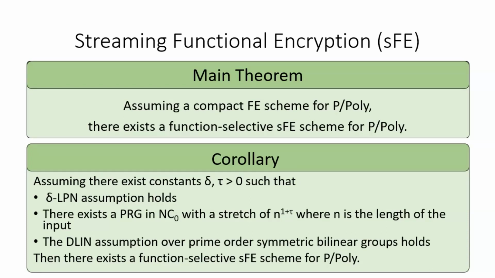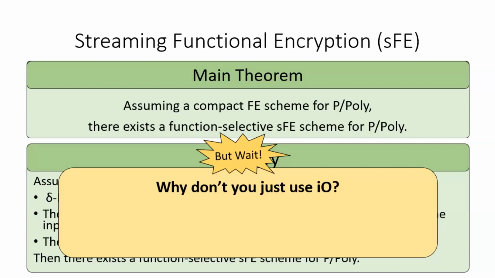And since we're using this IO paper result for the corollary, you might be wondering, why don't you just use IO? I mean, IO is so powerful, prove everything with IO.